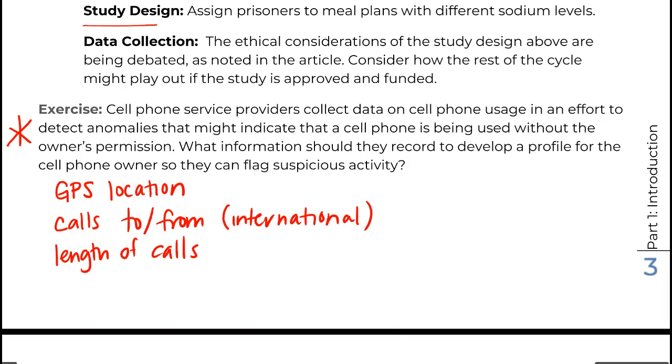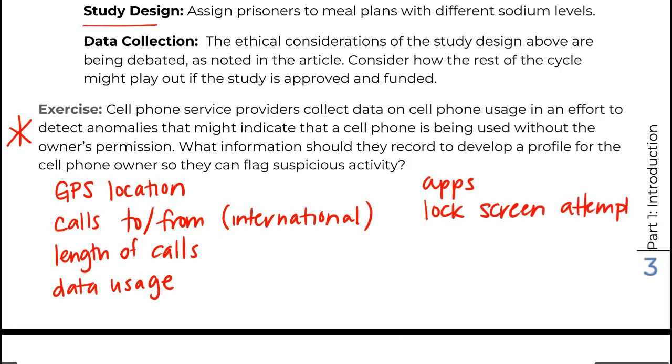We also had something like data usage. All of a sudden I'm using more data than usual. Which apps are being used? If we had lock screen attempts, if that's possible, I don't know if they can collect that, but maybe. I don't know, you keep going, right? There's no shortage of right answers here. And if this was a test question, I'd ask you to come up with probably three, and there would be a large number of possibilities.